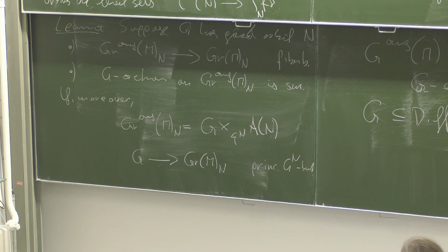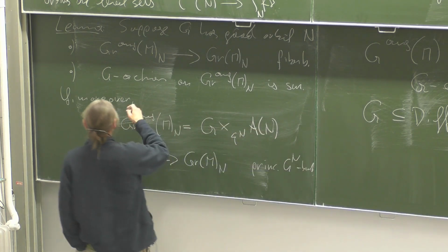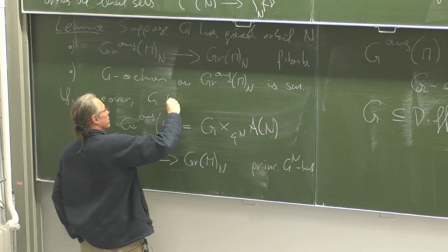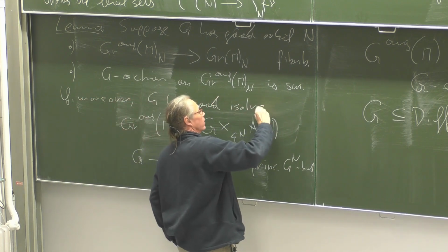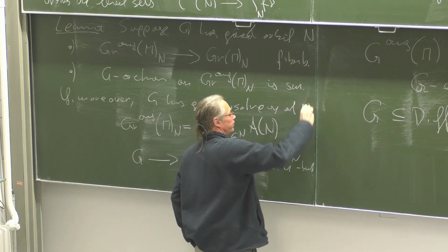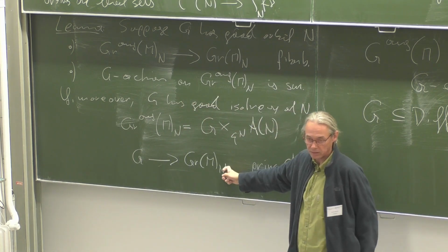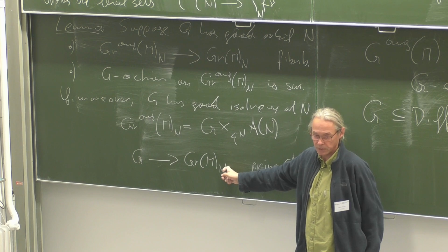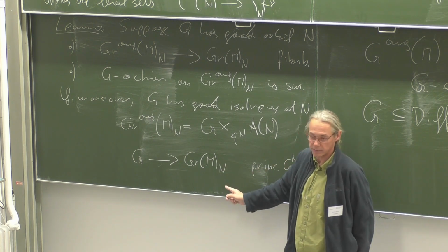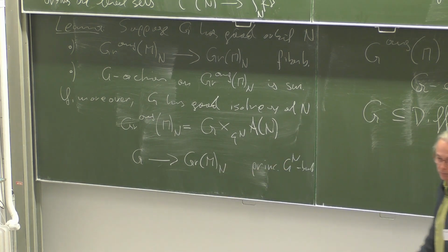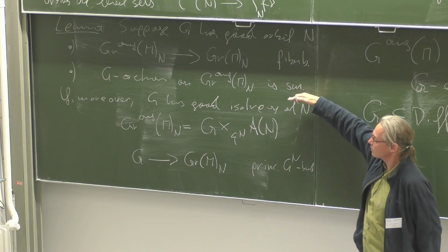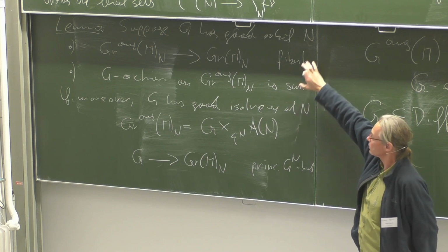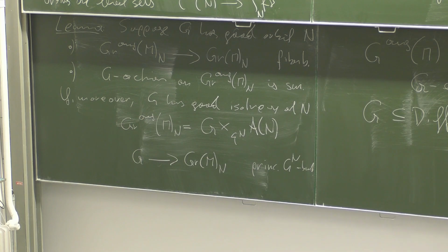G_N is a smooth subgroup. Sorry, if moreover G has good isotropy, then this is a principal bundle. By good isotropy, you mean? I mean that the isotropy group is a Lie subgroup. Is a Lie subgroup. Yeah. Strong assumption, yeah. But part of the point of my talk is you do not have to be in this situation. You have the smooth structure anyway.